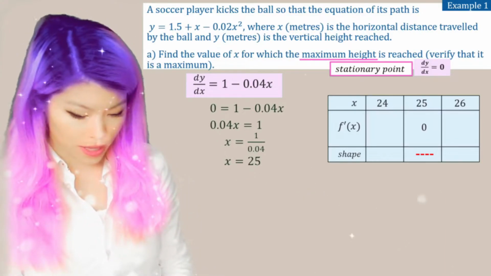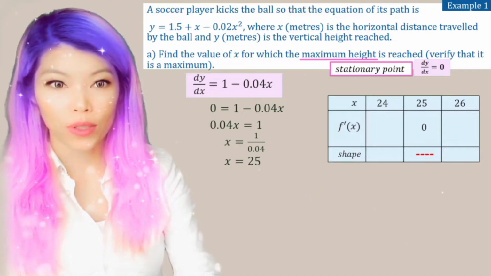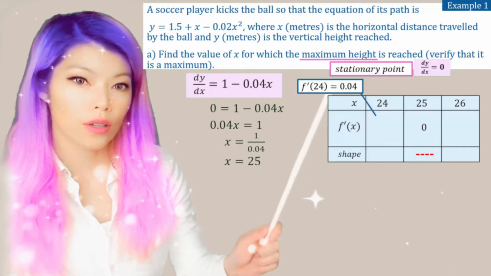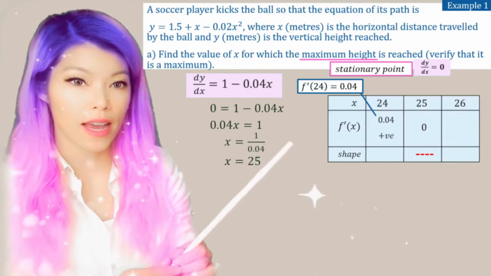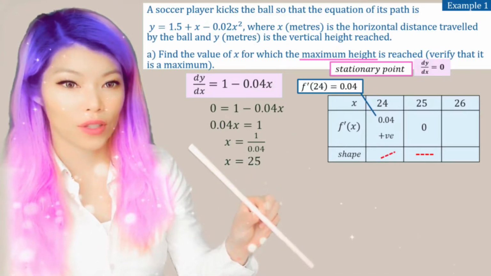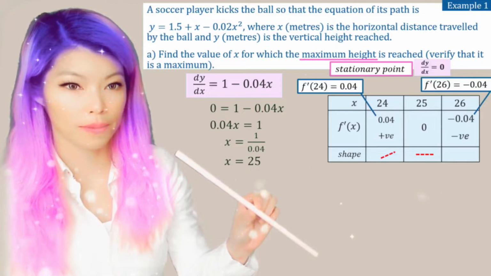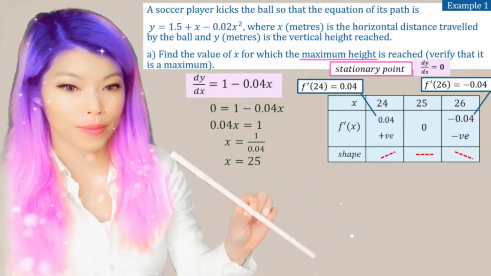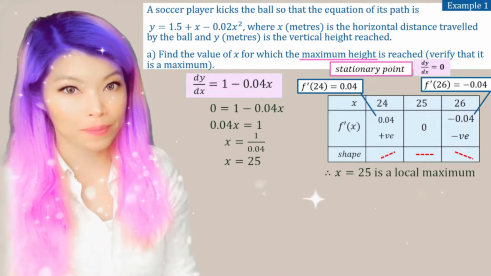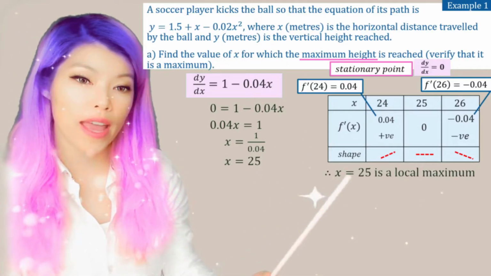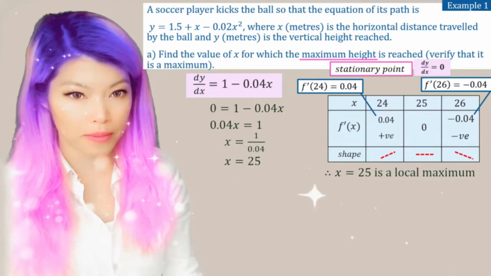So let's put that information we found in there. The gradient at 24 was positive, so it looks like this, and the gradient at 26 was negative, so it looks like this. So now we have that shape, we can see that it is a local maximum. So we put the statement, therefore x equals 25 is a local maximum.